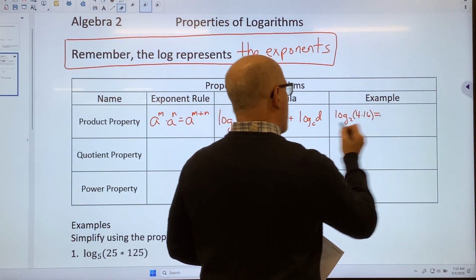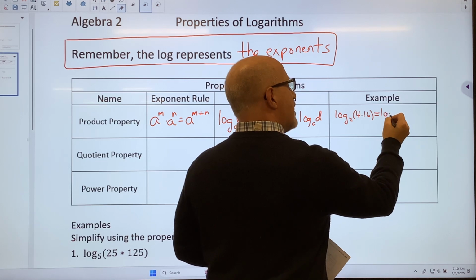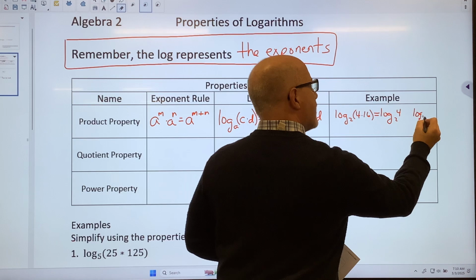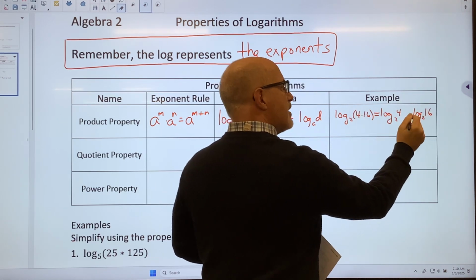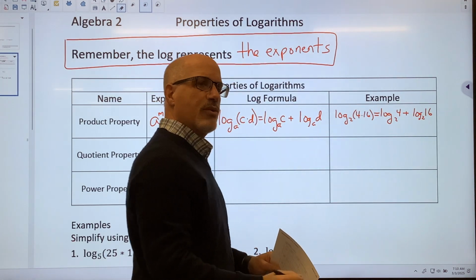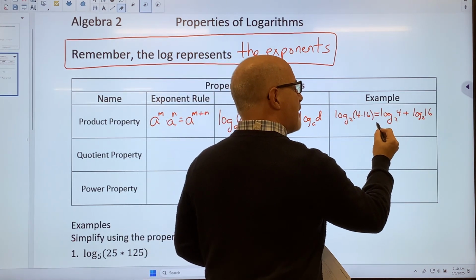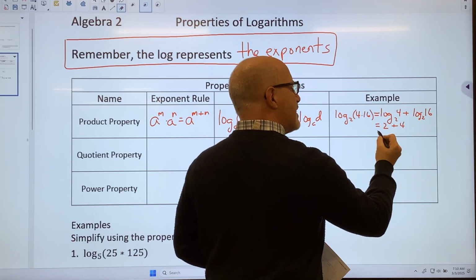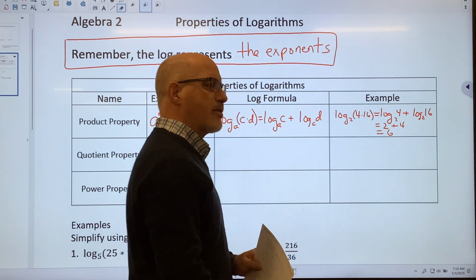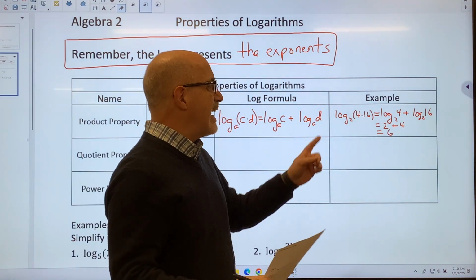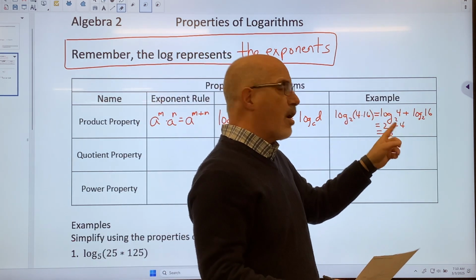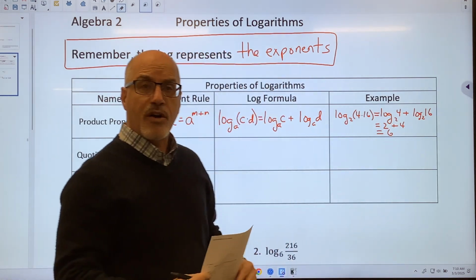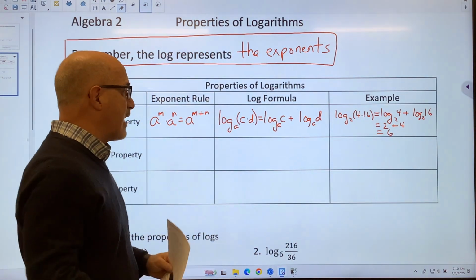This should equal, according to this formula, log base 2 of 4 plus log base 2 of 16. When we separate them into two logs, we're going to add those two. Well, 2 to the 2nd power equals 4, and 2 to the 4th power equals 16, so we do get the 6 out of that. So this is saying that we can separate the log, as one example, into two separate logs and add the resulting exponents together.